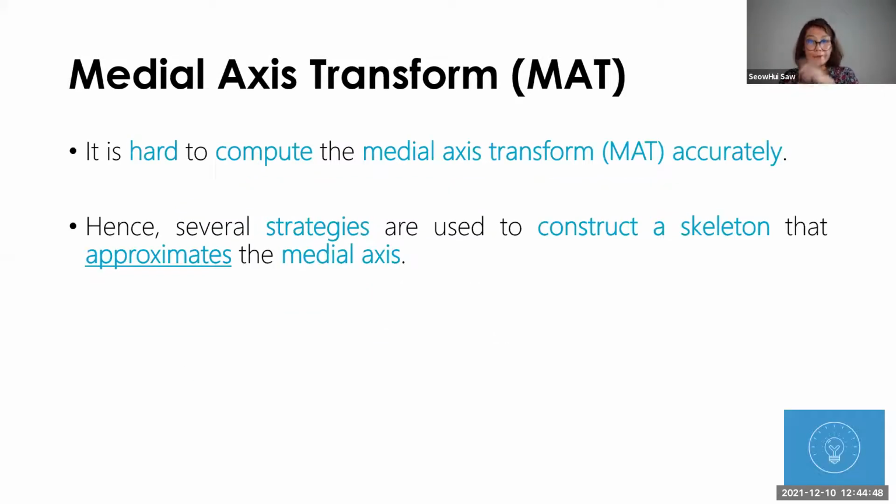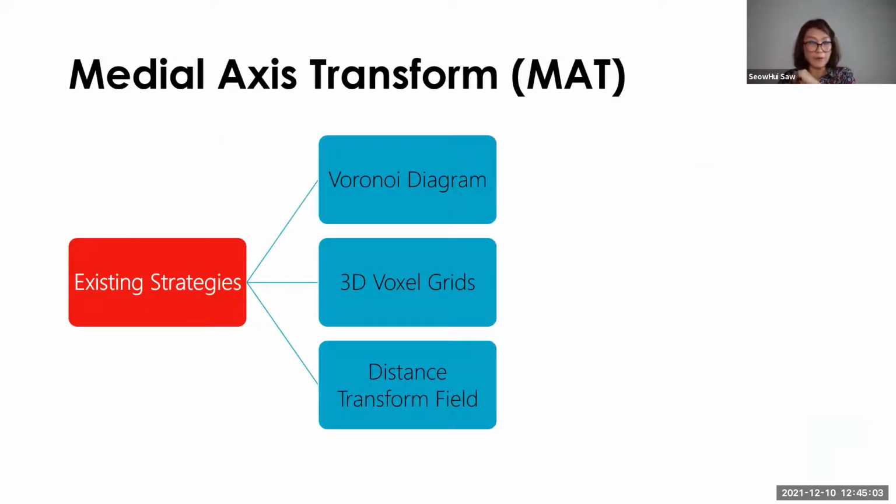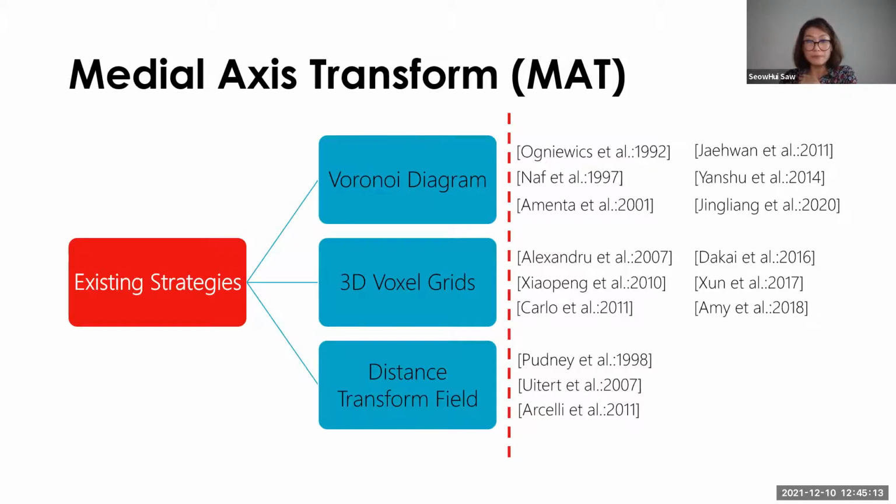Now, however, it is difficult to compute the medial axis transform accurately. So there are several strategies used to construct a skeleton that approximates a medial axis. The first one is called Voronoi Diagram. The second one is 3D Voxel Grids, and the third one is distance transform field. I'll briefly explain these strategies. So these are the existing works that use these respective strategies to form the medial axis transform.